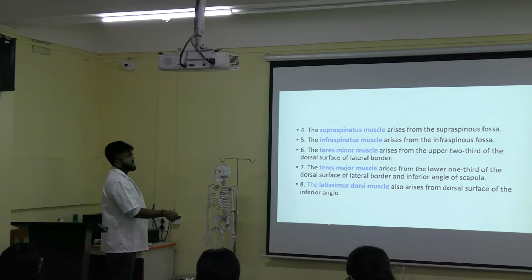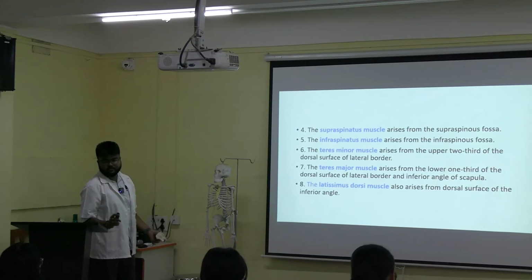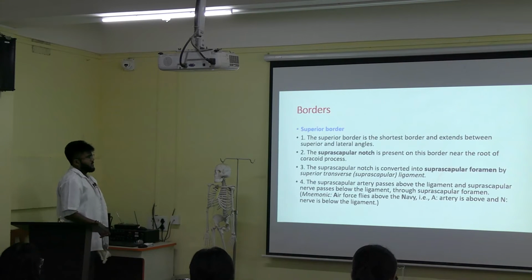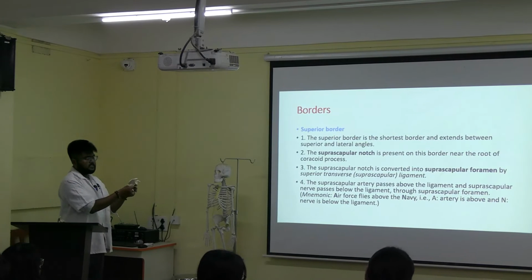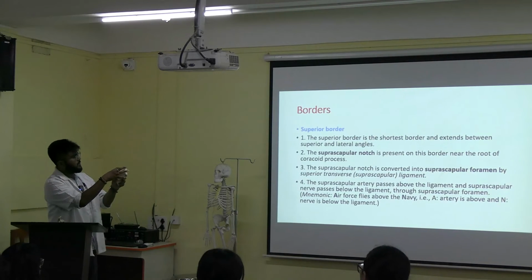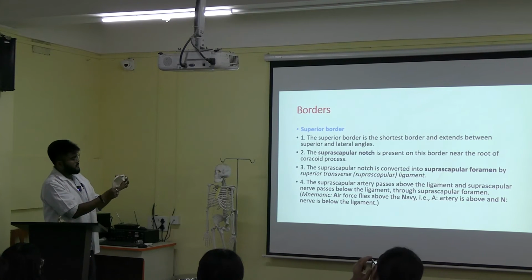Next one is muscle attachment: supraspinatus, infraspinatus, teres minor, teres major, latissimus dorsi. Okay. Next, the superior border. See, this is your superior border. Okay, so the superior border is the shortest border as compared to the other two borders.